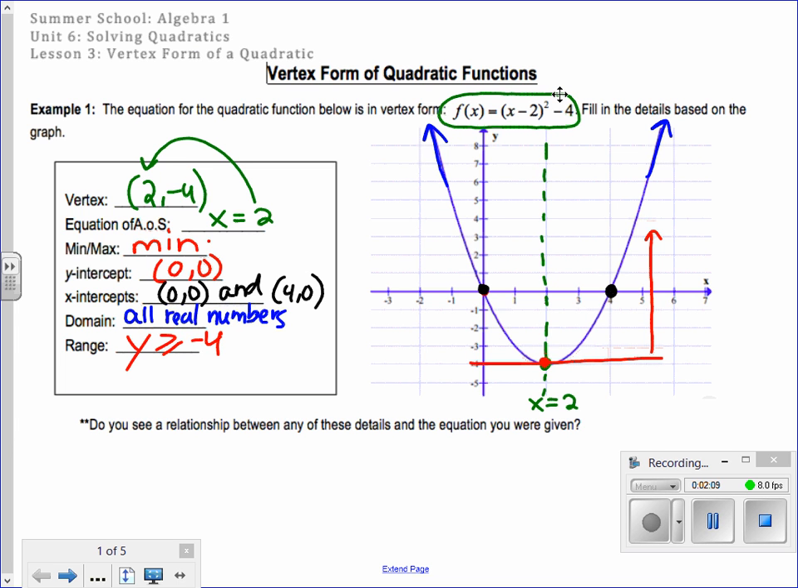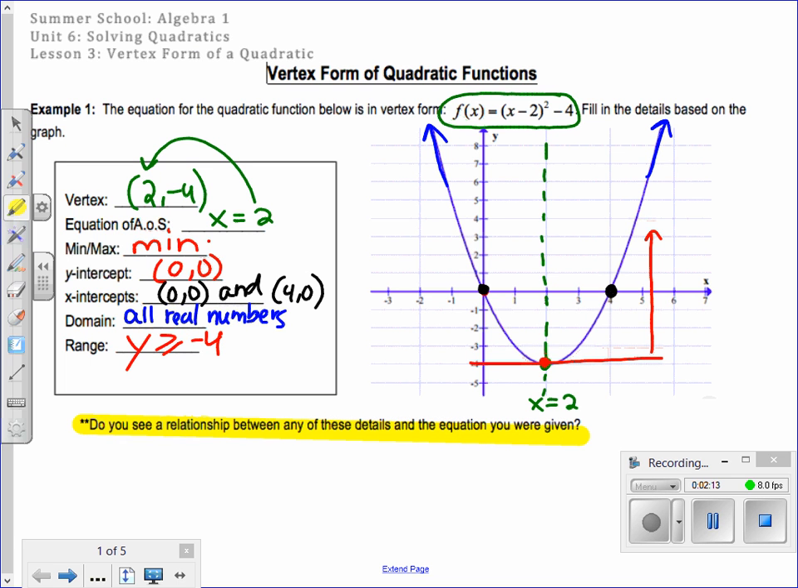Now there's a question down below here with an asterisk. It says, do you see a relationship between any of the details of the graph and the equation you were given? Well, let's notice one thing here. Let's look at the vertex, and let's look at the vertex form. Notice that the equation of the parabola has a 2, so does the vertex, and a -4. That's going to come in handy. That's what we call vertex form of a parabola, which we're going to talk a little bit more in detail about on the back of your notes.